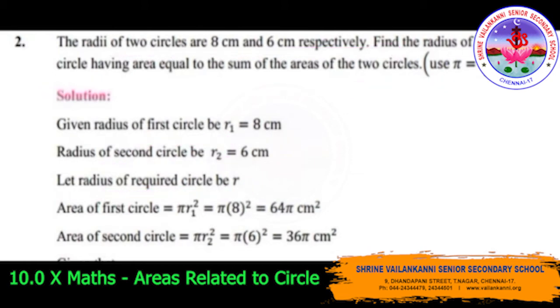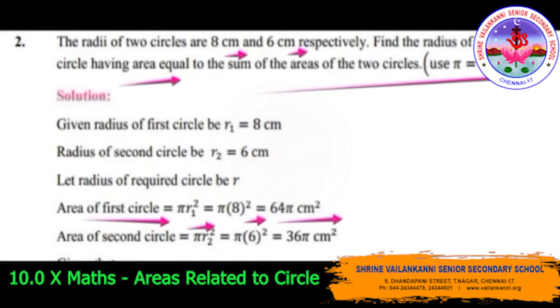He has given that the area of the new circle formed will be equivalent to the sum of the areas of the two given circles. Area of the first circle having a radius 8 centimeter is equal to π into 8 square, which is equal to 64π centimeter square. Find the area of the second circle having the radius 6 centimeter, which is equal to 36π centimeter square.